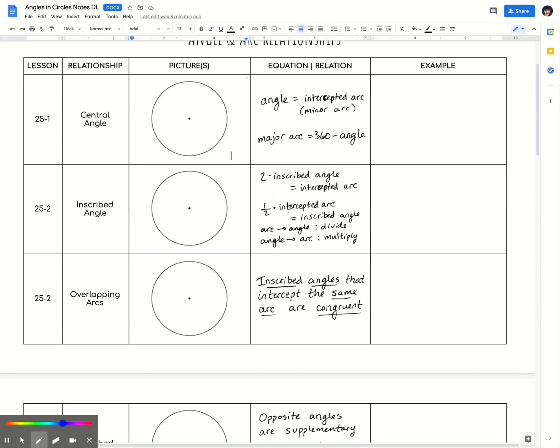Okay, so let's talk about inscribed angles. Inscribed angles are a little bit different than central angles. Where central angles start from the center, inscribed angles occur on the circumference of the circle. And they still have an intercepted arc. So my inscribed angle here, I'm writing in blue, and then my arc is here in pink. So this still is my intercepted arc.